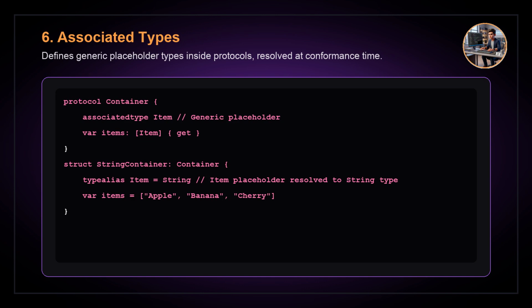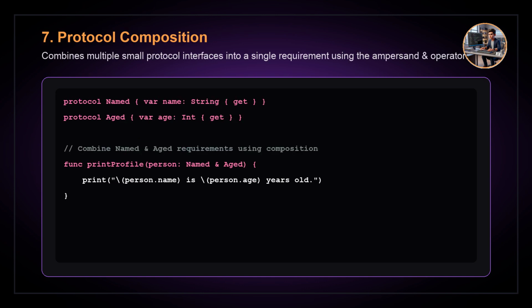Sixth, associated types. Sometimes, your protocol blueprints need to work with generic types. An associated type acts as a placeholder for a generic type inside a protocol definition. Conforming classes or structures then resolve this placeholder by specifying a concrete type, such as string or integer, when they adopt the protocol.